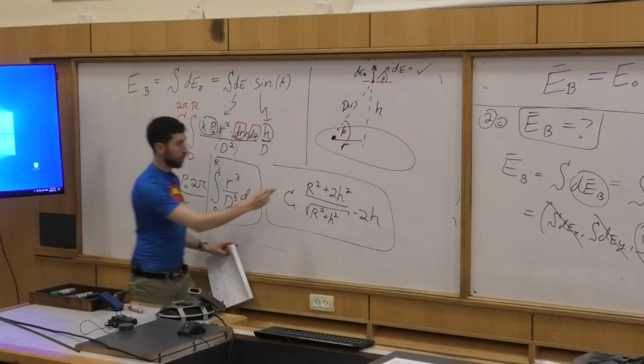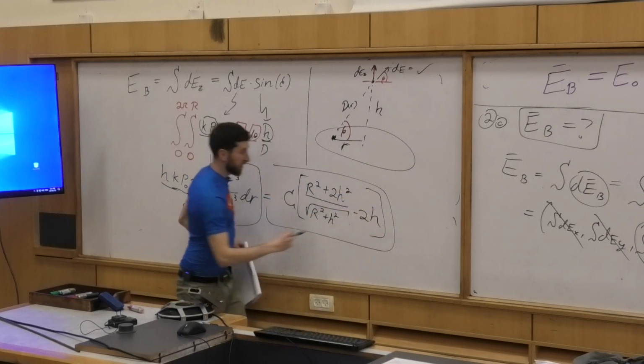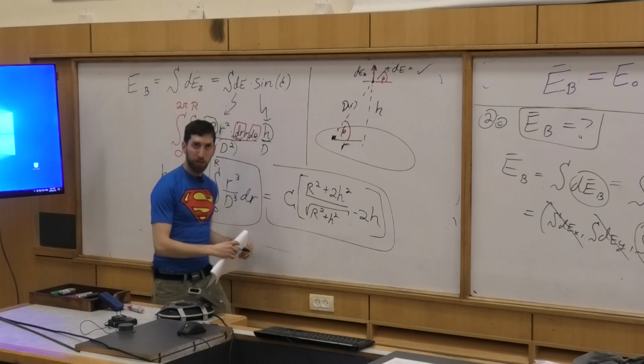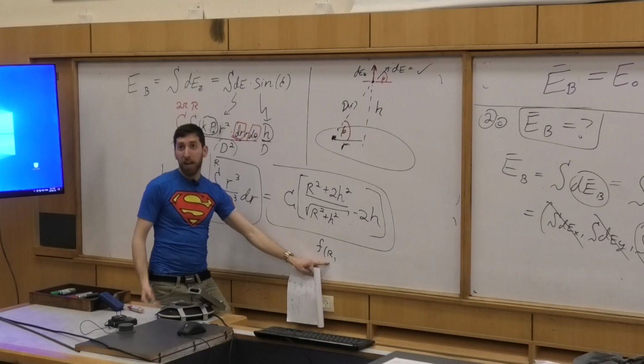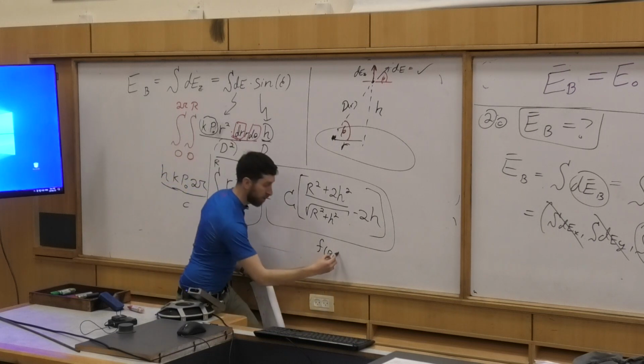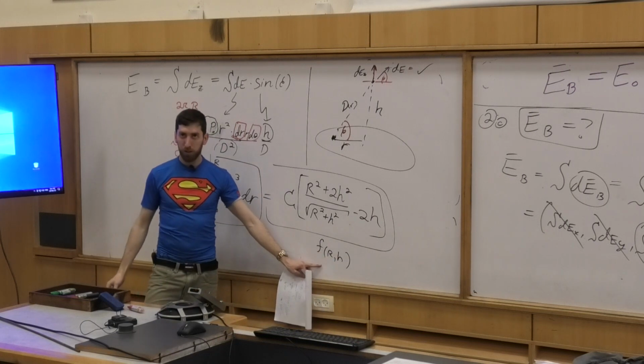Got it? So what is this? It's a function, right? It's a function of what? The size of the flower and how much high I am from the flower. What is my altitude? Understood?